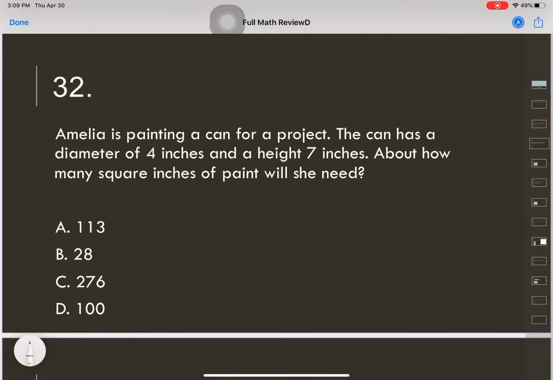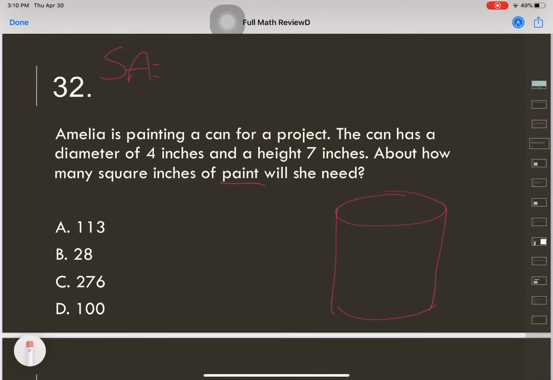Amelia is painting a can for a project. The can has a diameter of 4 inches and a height of 7. About how many square inches of paint will she need? On this one, you have to think of a can. So a can is going to be a cylinder, and we're going to paint the cylinder. So that means its surface area.